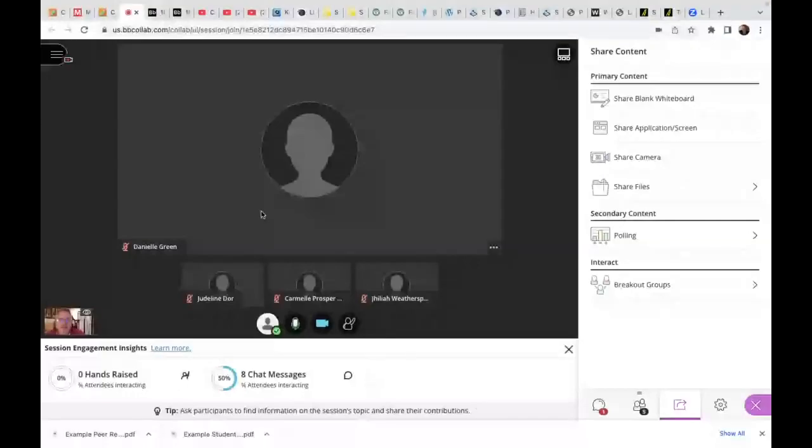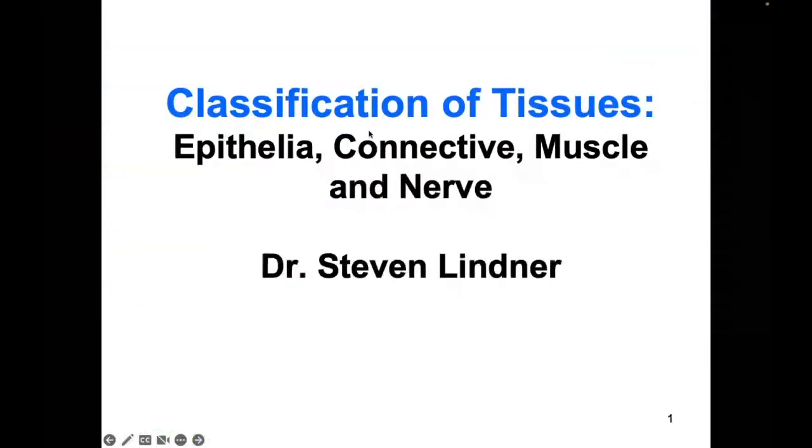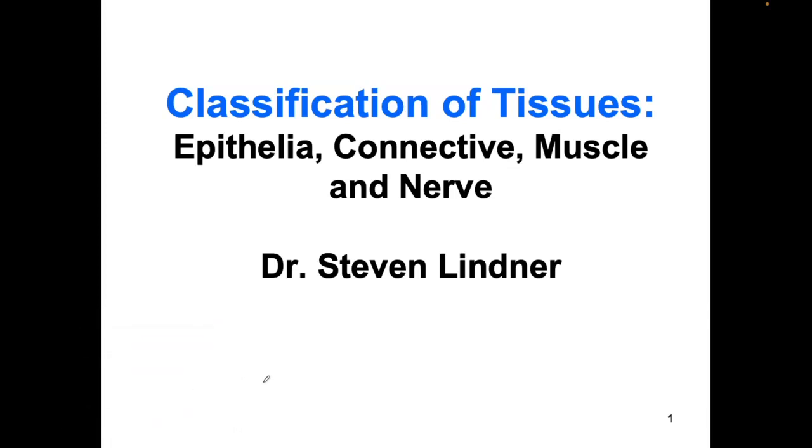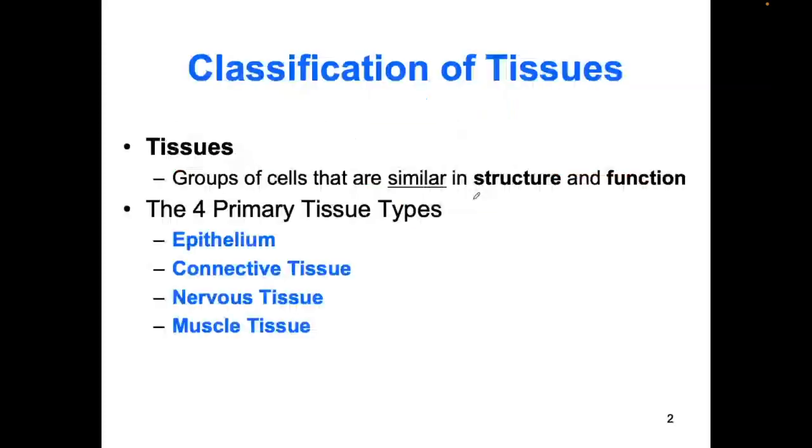In today's class, we are going to be talking about different types of tissues. When we talk about tissues, I think I may have mentioned this in a previous lecture, that there's four types of tissues. There's epithelial tissue, there's connective tissue, there's muscle tissue, and there's nerve tissue.